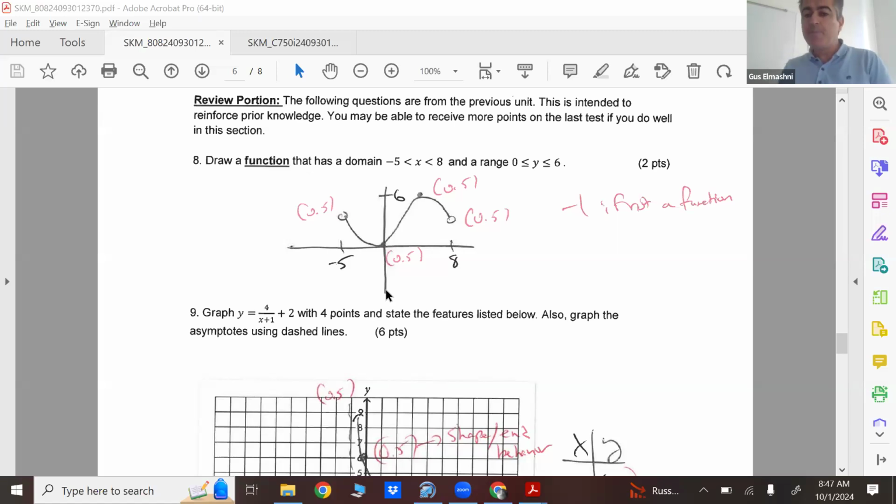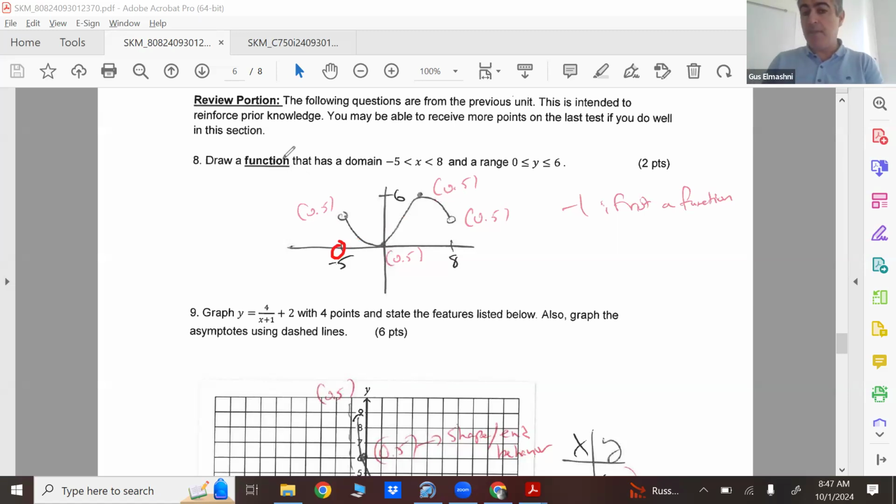Let's look at number 8. Okay, -5 and 8 are not included. You have to put holes there, right? They're not included. 0 and 6 are included. You make sure they're filled in. Now it's a little tricky, but you can't do this. Some of you guys are doing this here. You were drawing like you were doing that, but that doesn't work because 0 and 6 have to be included, right? It's not consistent with the information here.